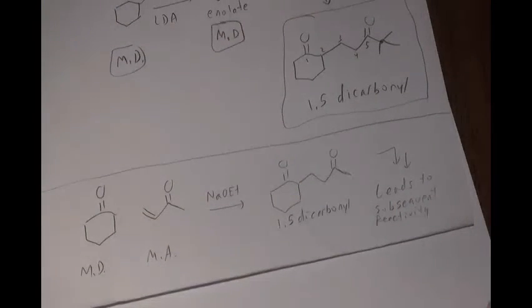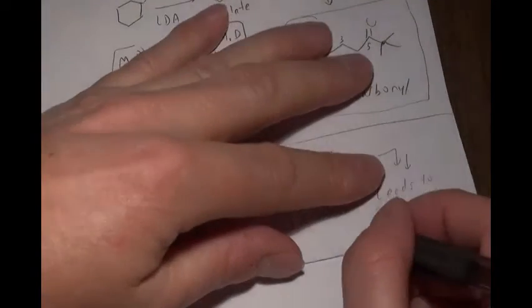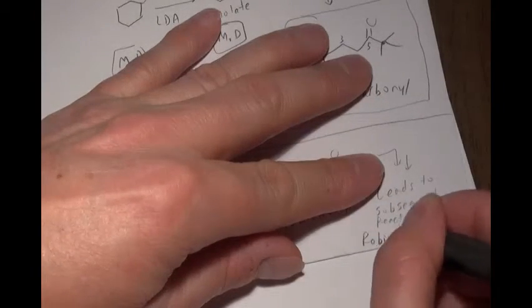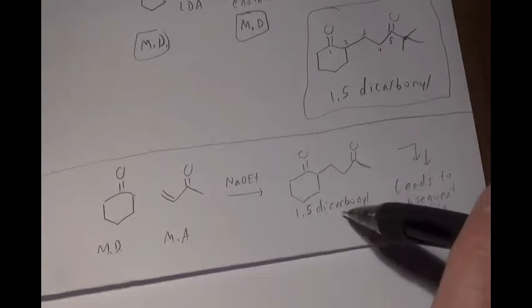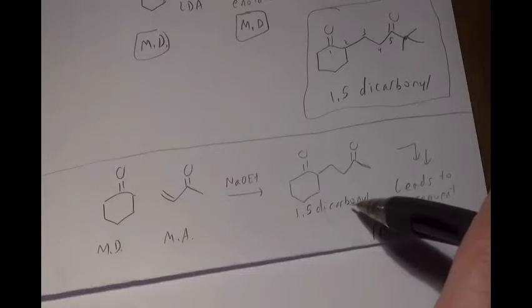And what's the name of the other name? Michael and Robinson. So we'll see what the Robinson is next. Okay, so we're cool with the Michael. You got the basic idea of the Michael. What's the product of a Michael? A 1,5-dicarbonyl. What's the product of an aldol? Think back in the aldol.